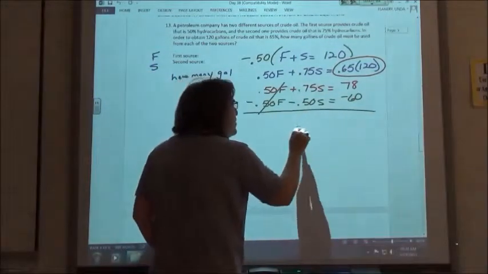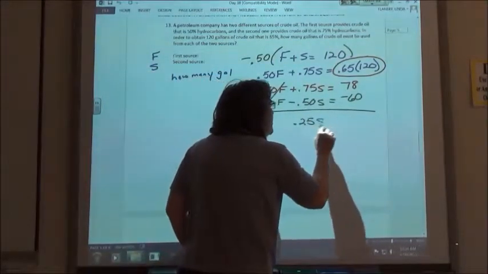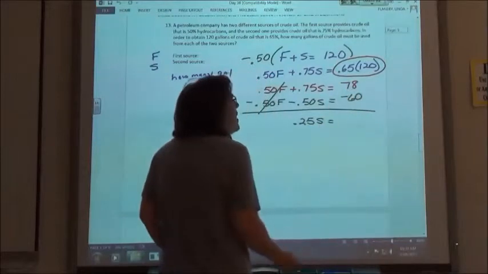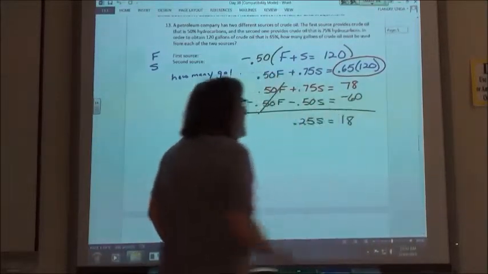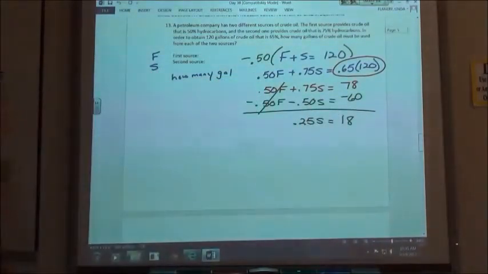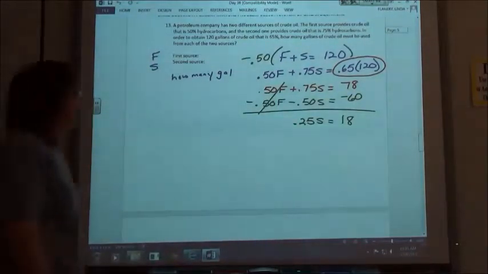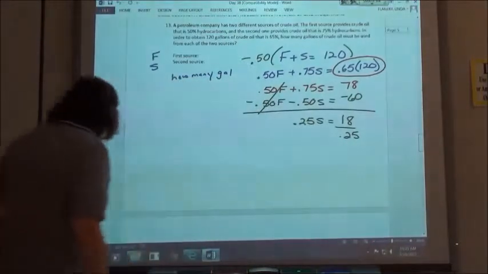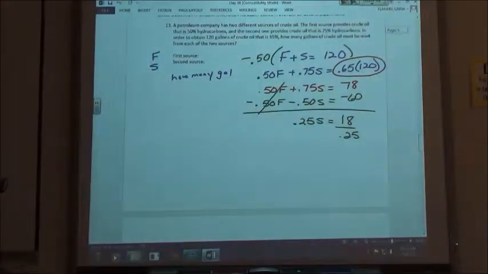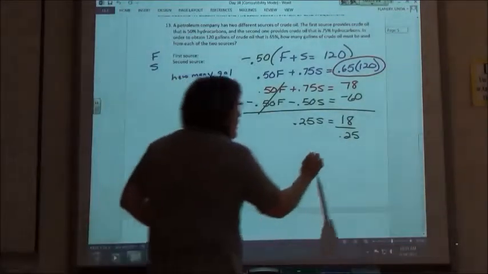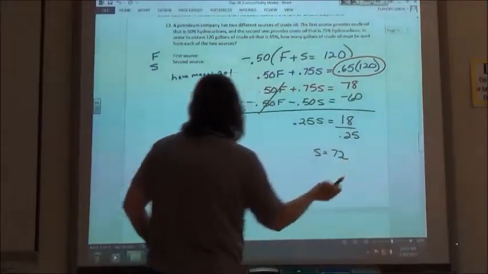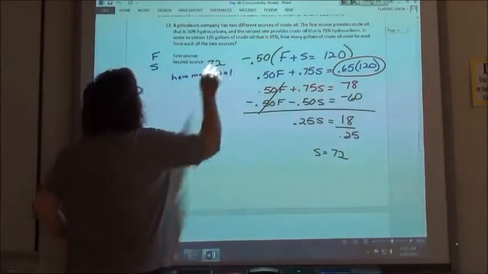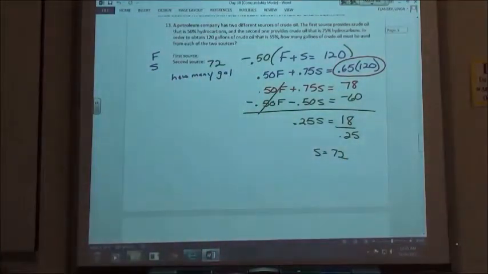75% minus 50% would be 25% of the second. 78 minus 60 would be 18. So in order to solve that, I'm just going to go ahead and divide by my 25%. 18 divided by 0.25 is going to be 72. So S is 72. I've got 72 gallons from my second source.